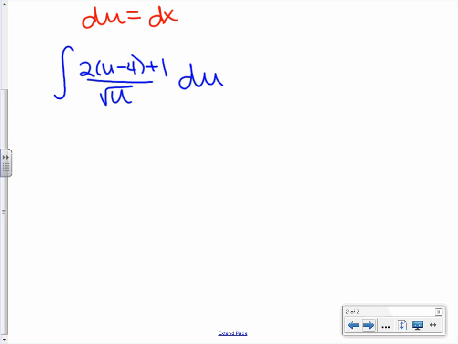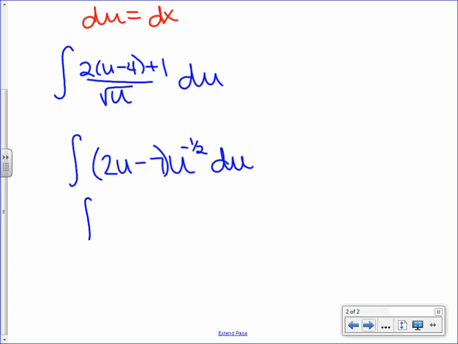And then move the u up. So you want me to write this as 2u minus 7, and then instead of divided by the square root of u, we should write u to the negative 1/2. Does everybody agree with that? And understand why we did that? Okay, we don't want a fraction. We need some nice power rules, some nice trig rules. So let's rewrite this as 2u to what power? The positive 1/2 minus 7u to the negative 1/2.